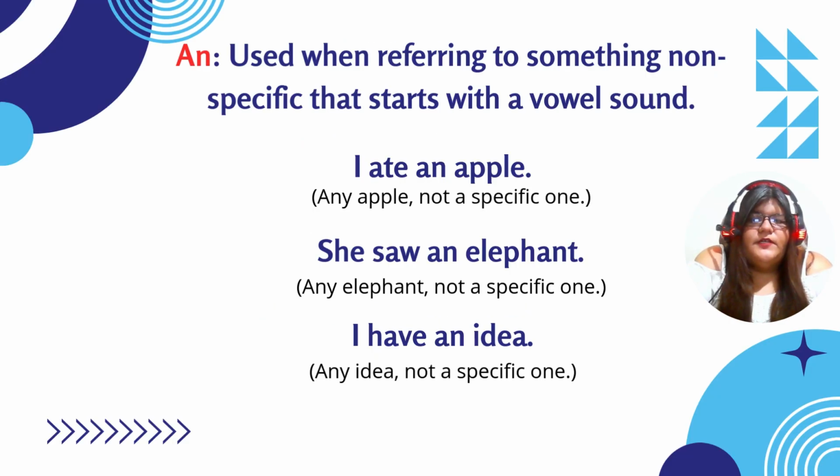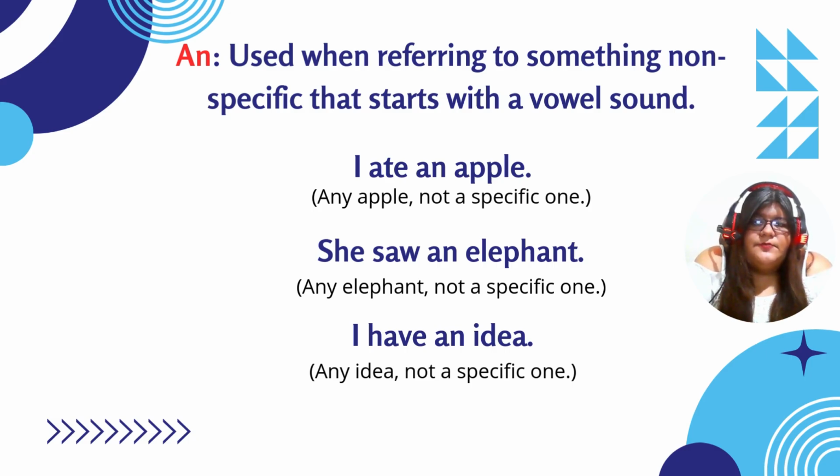Then we have the indefinite article an, used when referring to something non-specific that starts with a vowel. Do you remember the vowels? A, E, I, O, U. Those are the vowels. And if you don't remember, please, I recommend you to watch my video about consonants and vowels.